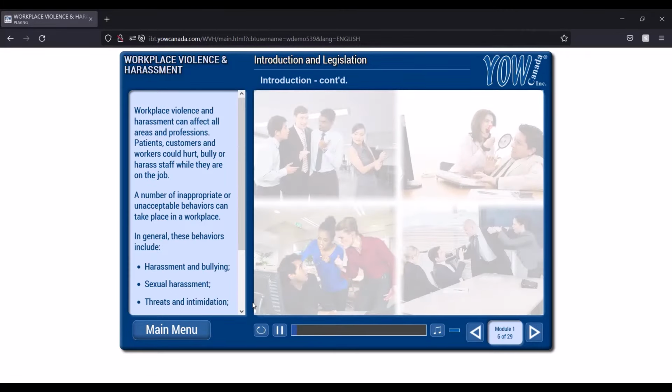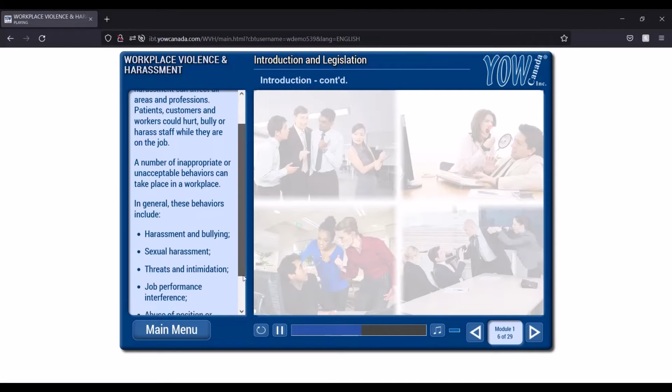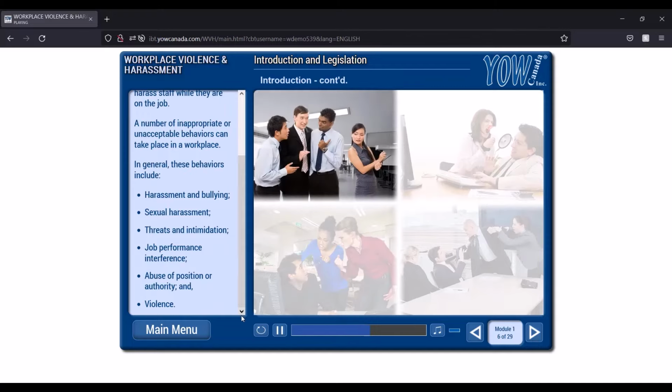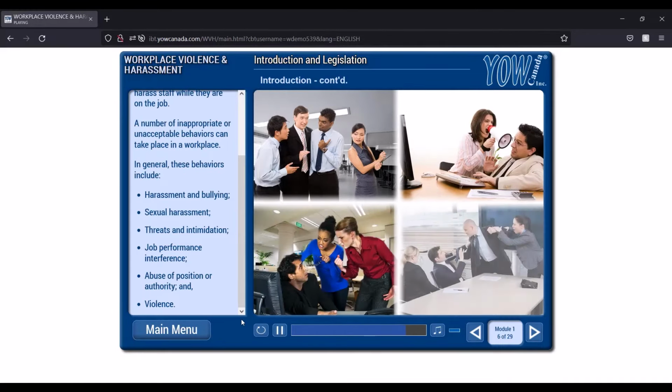Workplace violence and harassment can affect all areas and professions. Patients, customers, and workers could hurt, bully, or harass staff while they are on the job. A number of inappropriate or unacceptable behaviors can take place in a workplace. In general, these behaviors include harassment and bullying, sexual harassment, threats and intimidation, job performance interference, abuse of position or authority, and violence.